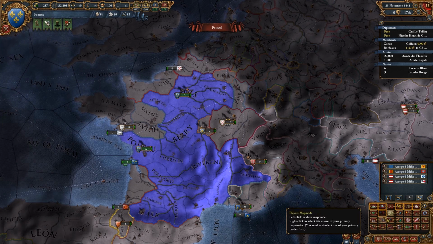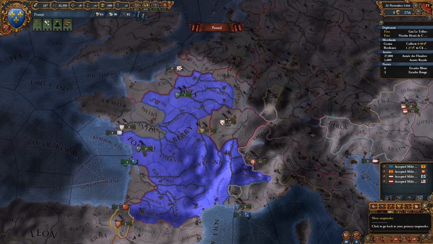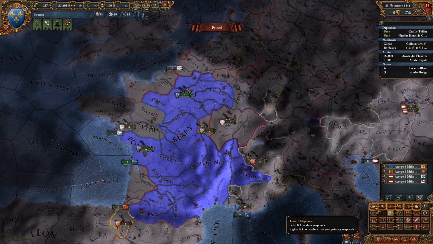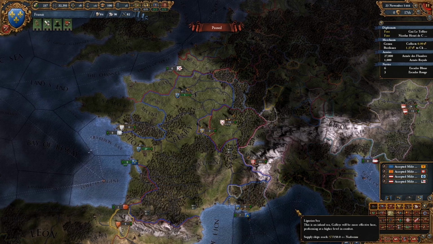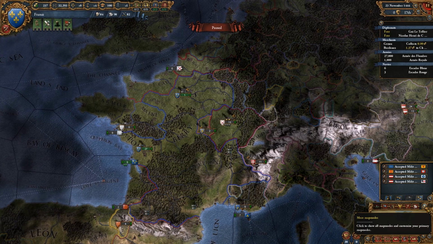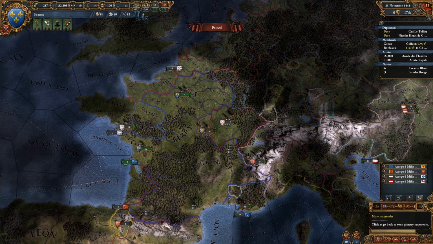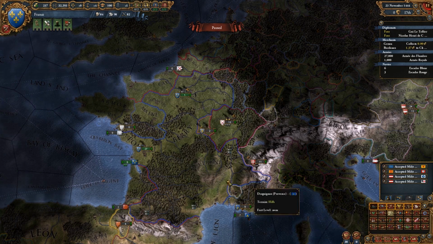So for the time being, let's just put it back to default, and I'll go through the map modes and tell you what all of them do. First of all, let's go through the map modes in the order that they are usually on the hotbar, which is mostly the same order, except for some reason trade and religion are swapped around.